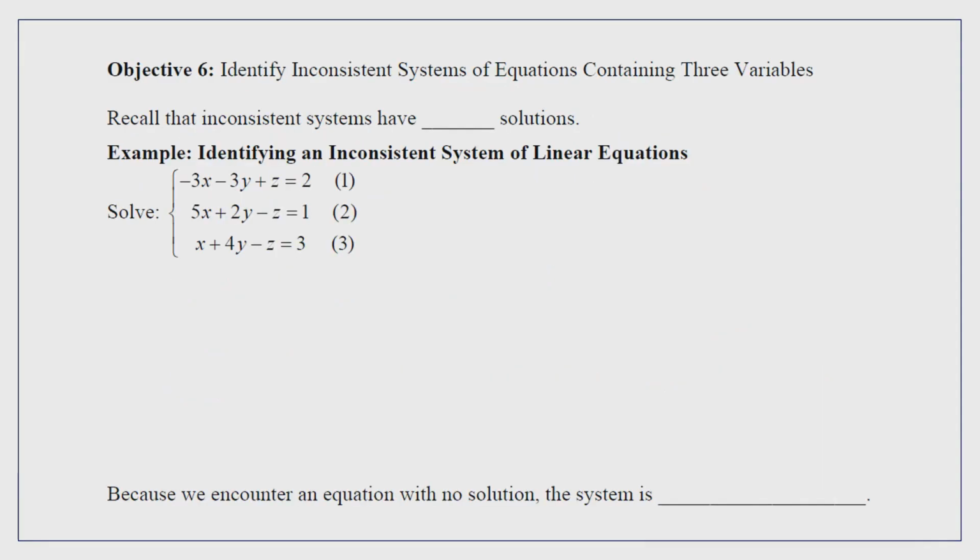All right, objective 6, identify inconsistent systems of equations containing 3 variables. So recall that inconsistent systems have no solutions. So in this system here, we are asked to solve this system. It has 3 equations. Okay, so it's going to be very similar to the one that we just did previously.